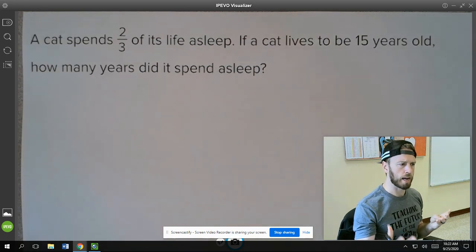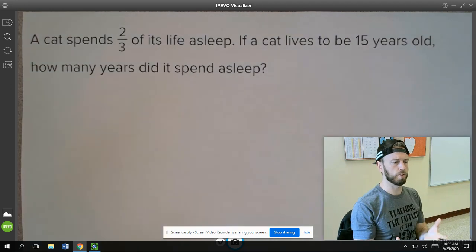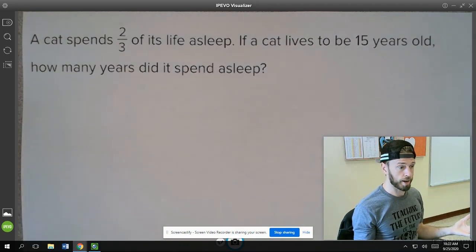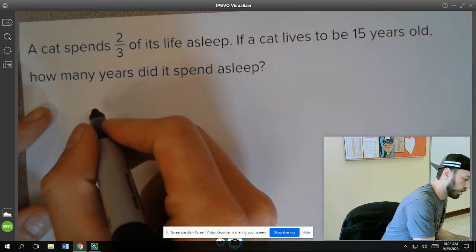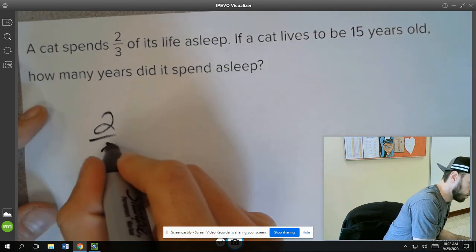Right? If you really think about this, how much of a cat's life will it spend asleep if it's 15 years old? A lot of it, right? 2/3 is almost one whole. So it's going to be a lot of its life. Will it be more than 15? Absolutely not, but would it make sense? So we're going to multiply these together.